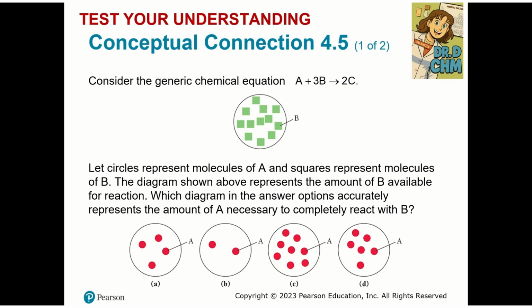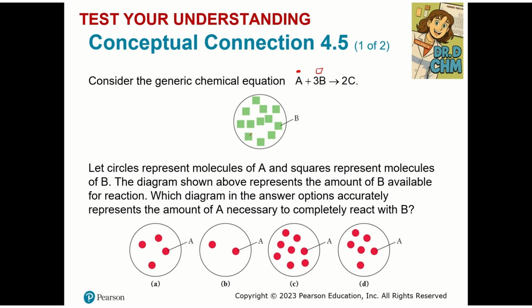So here we have a generic chemical equation, and let's say circles represent molecules of A. Okay, so this is the circle, and squares will be the B. The diagram shown above represents the amount of B available. Which diagram in the reaction option accurately represents the amount of A necessary to completely react with B?